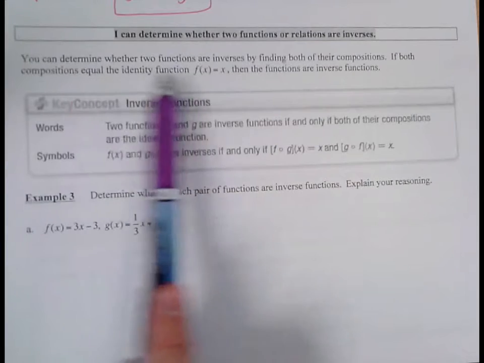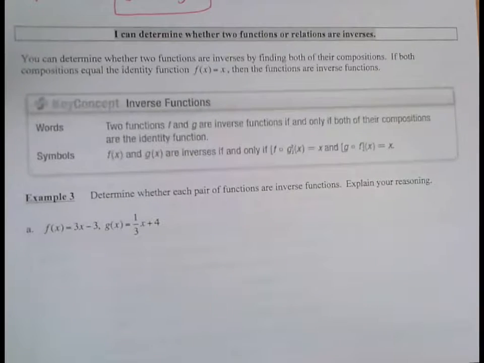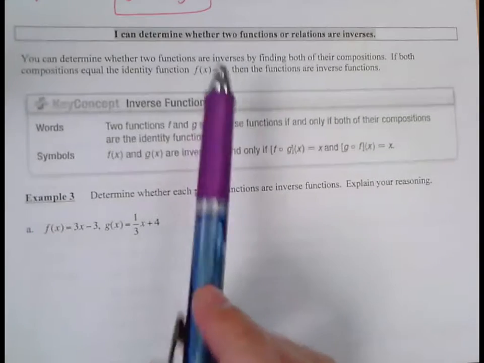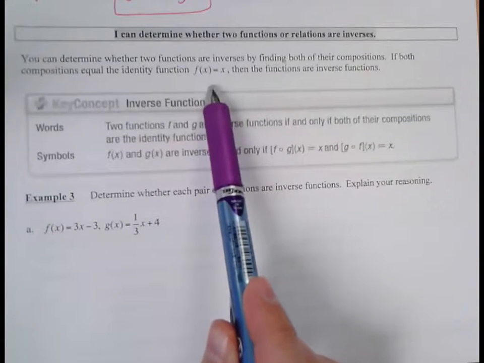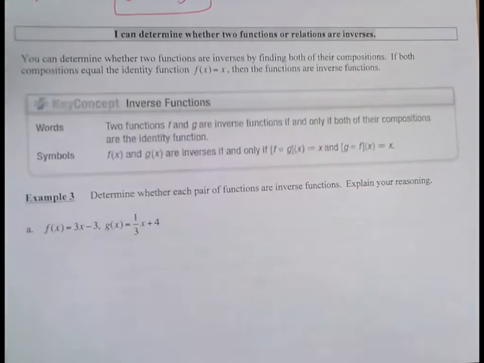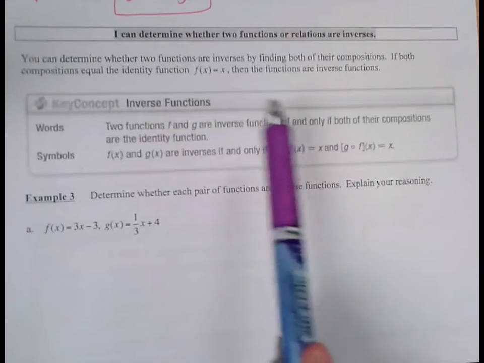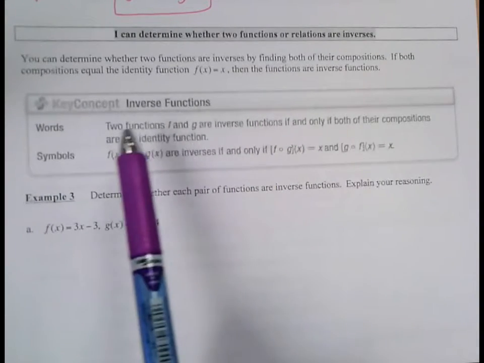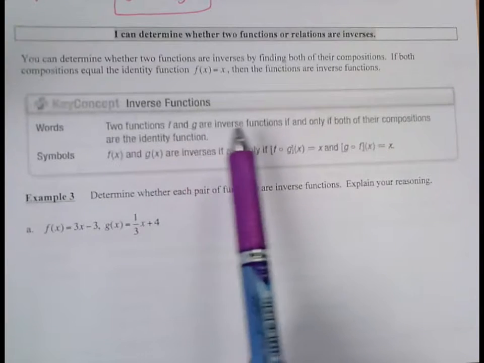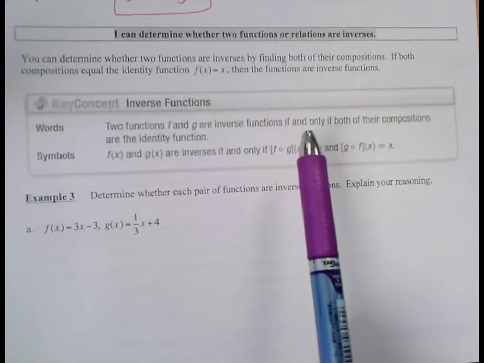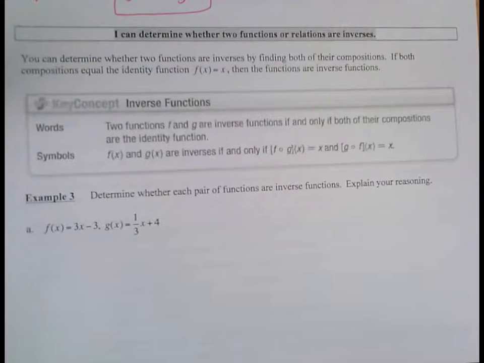So you can determine if two functions are inverses by finding both of their compositions. So that would be f of g of x and then g of f of x that we talked about a couple lessons ago. And then if both compositions equal the identity function, which is just x, so f of x equals x, then the functions are inverse functions. So what this box here explains in words, two functions f and g are inverse functions if and only if both of their compositions are the identity function.